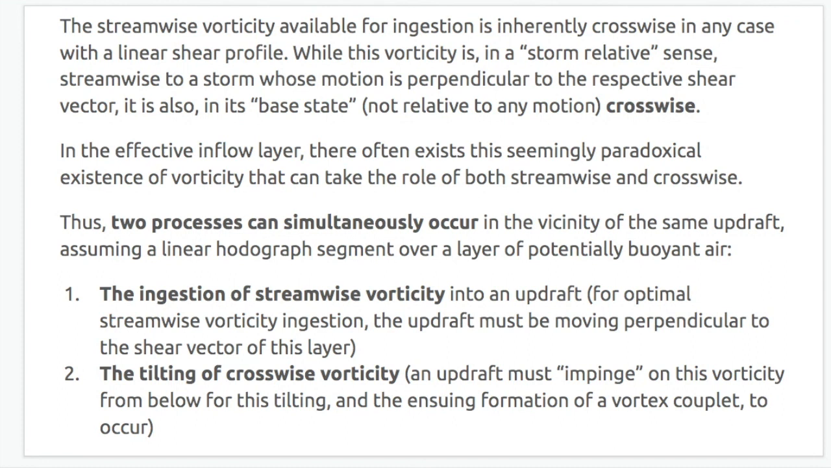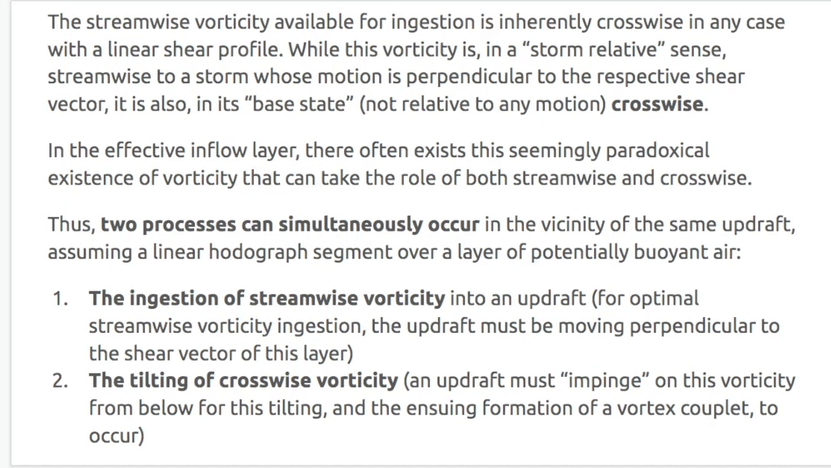In the effective inflow layer, there often exists this seemingly paradoxical existence of vorticity that can take the role of both streamwise and crosswise. Thus, two processes can simultaneously occur in the vicinity of the same updraft, assuming a linear hodograph segment over a layer of potentially buoyant air. Number one, the ingestion of streamwise vorticity into an updraft. For optimal streamwise vorticity ingestion, the updraft must be moving perpendicular to the shear vector of this layer.